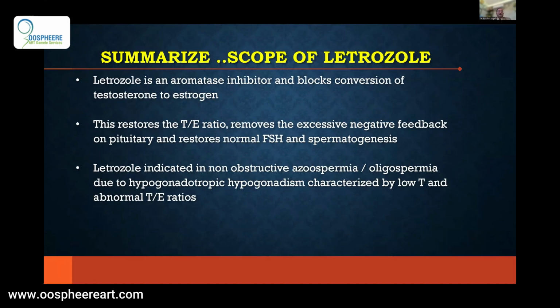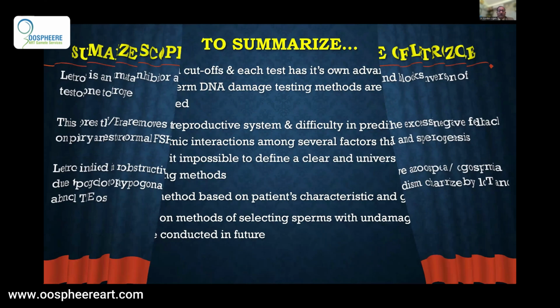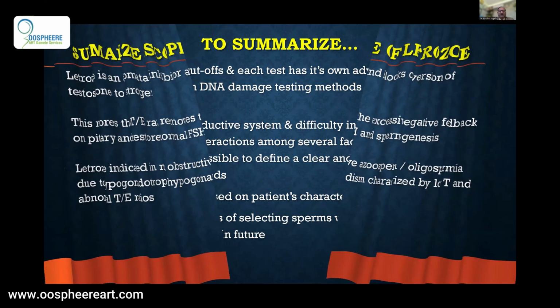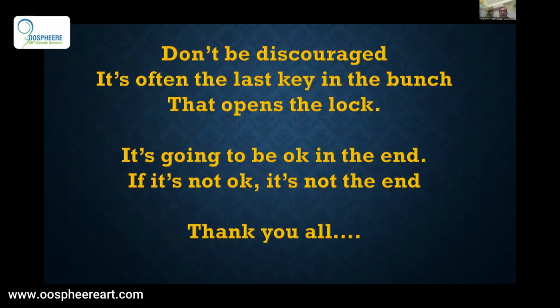Last slide of summary. You can use letrozole as an aromatase inhibitor that blocks conversion of testosterone to estrogen. This restores the testosterone to estrogen ratio, removes the excessive negative feedback on the pituitary, and restores normal FSH and spermatogenesis. So identify the patients who can respond to letrozole better. As we discussed about sperm DNA damage, select the testing method based on the patient's characteristics and goal. And we need more research on better treatments or better tests to assess sperm DNA integrity.